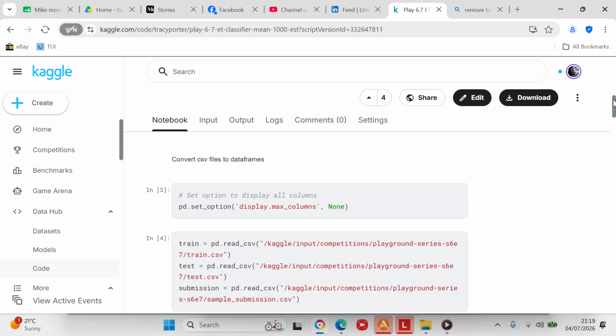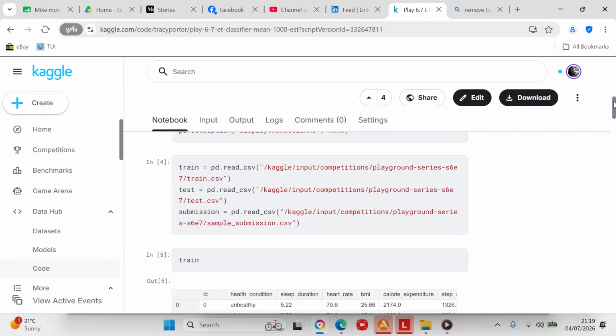So now what we want to do is we want to take these CSV files and we want to convert them to data frames. And so what you want to do is you want to be able to see all of the columns of data. So you have to set the option to display maximum columns in pandas. And then after we've done that, we take the CSV files, train, test, and sample submission, and we convert them to data frames using pandas. So now we've got a train, test, and submission data frames.